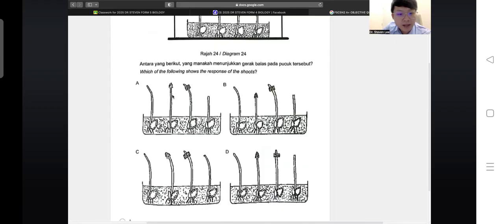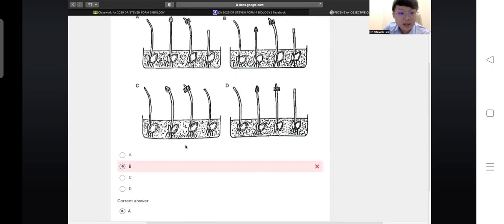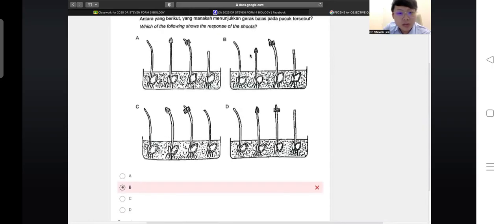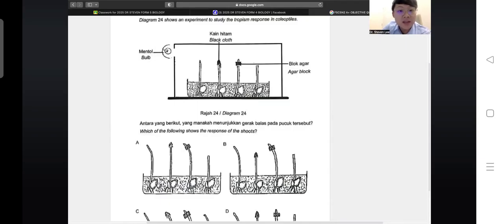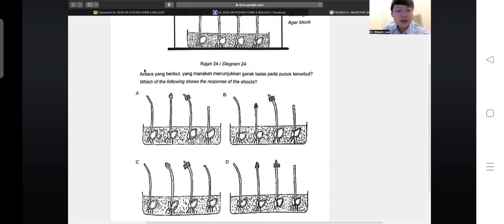So bend upwards. The best answer will be A, isn't it? So A. This one will grow upwards. Oh, okay, it wouldn't be the same as this one, correct or not? Because it's black cloth. The oxygen is still there, just that it's an even distribution. It goes upwards. Answer is A.